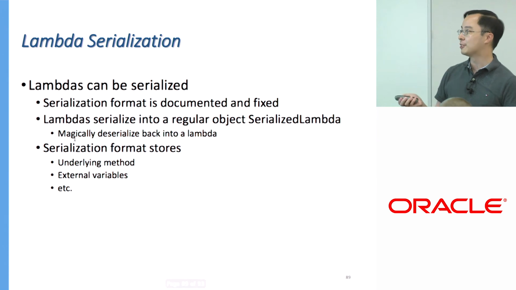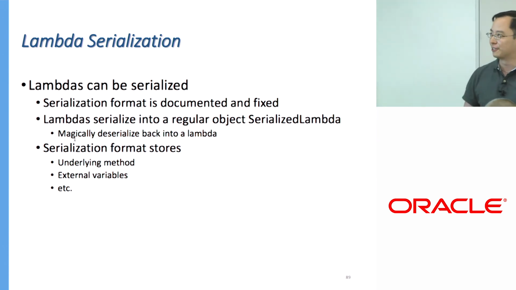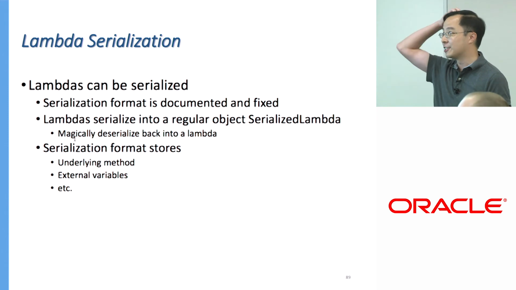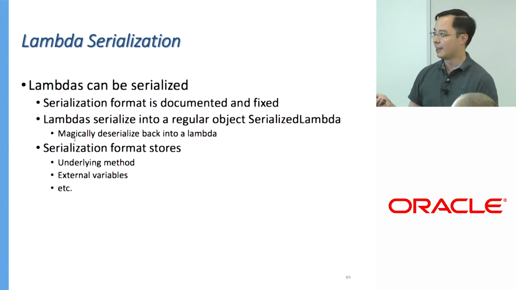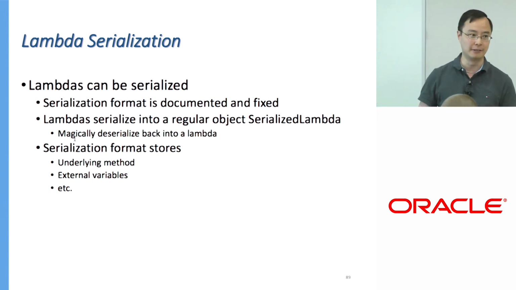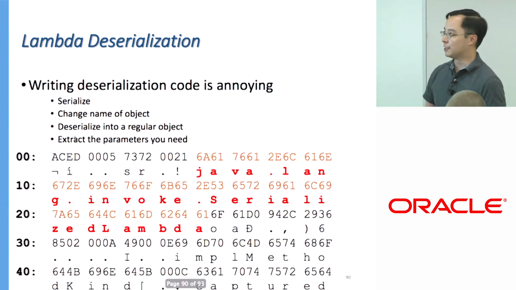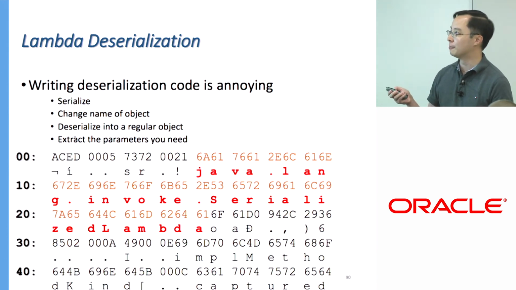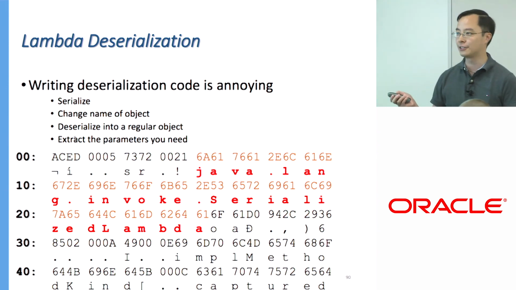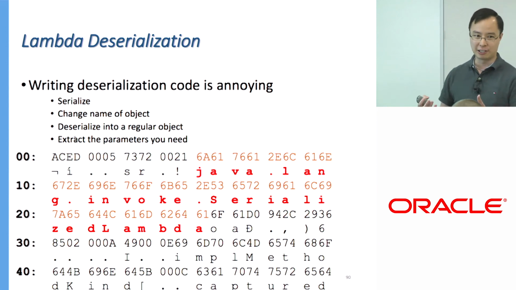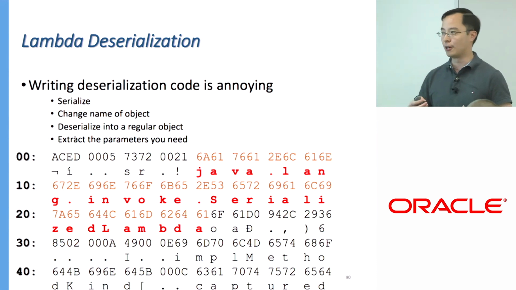What happens, though, is lambdas are serializable. So it's sort of ugly. Since the serialization is documented and fixed, you just serialize it, and everything in the serialized format has all the information we need. Of course, writing your own deserialization code is annoying. So what I do is after we serialize the lambdas, the name of the class is written into the serialization format. So you can just change the name there to your own class. Then when you deserialize it, instead of deserializing into a lambda, it deserializes into your own object, and you can extract out the parameters you need from there.